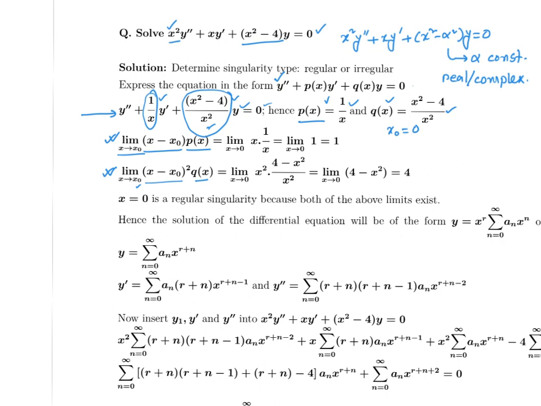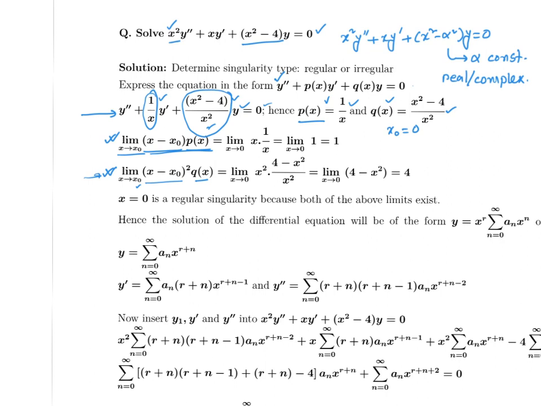What does it mean for the limit to exist? It basically tells you the following. If the limit exists, the function, which is this (x minus x naught) times p of x, is analytic at the point x naught, which means that it is differentiable in the complex plane. The same thing here. This limit exists means that it is analytic at that point, and again, analytic means differentiable in the complex plane.